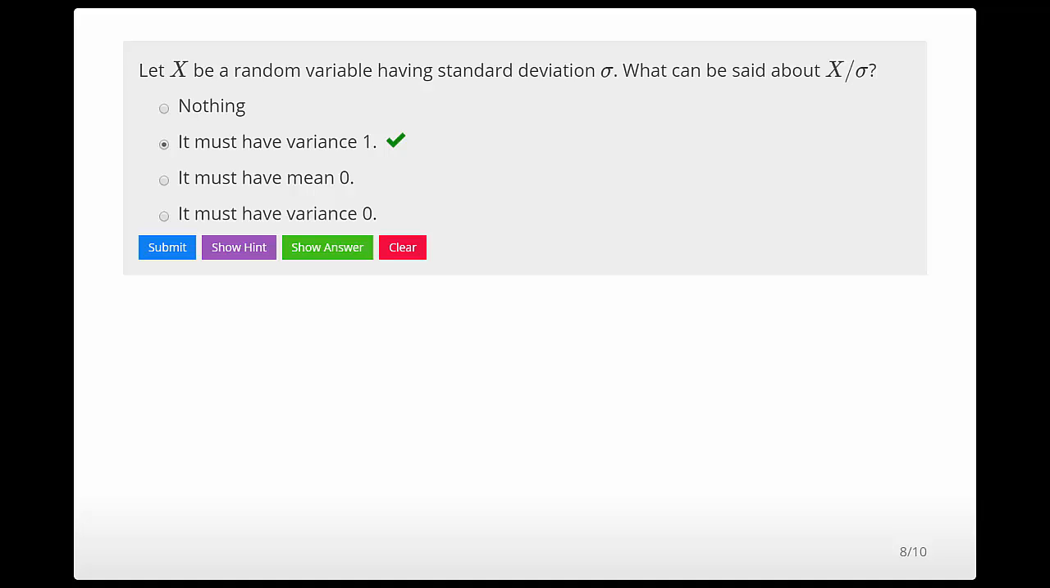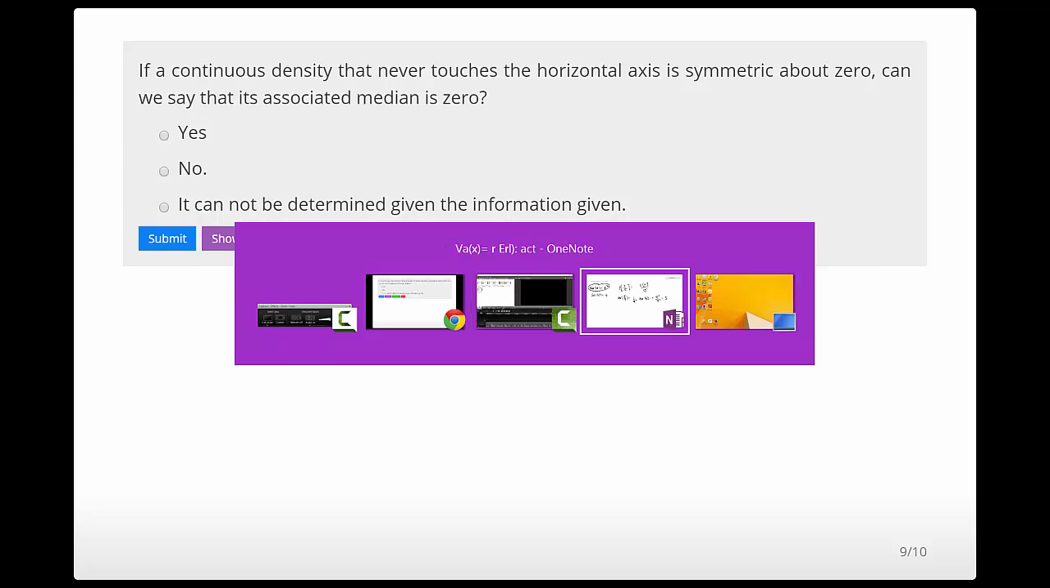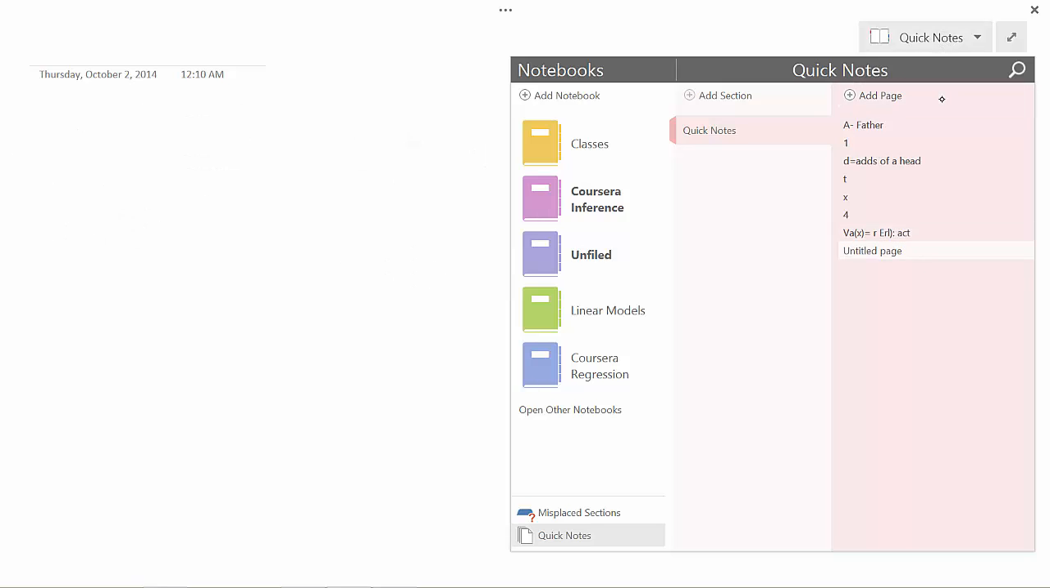All right, let's keep going on. Second to last, penultimate problem. If a continuous density that never touches the horizontal axis is symmetric about 0, can we say its associated median is 0? So this is a little bit of an unfair problem, and if you didn't get this, certainly don't feel badly about it, and I'll tell you why.